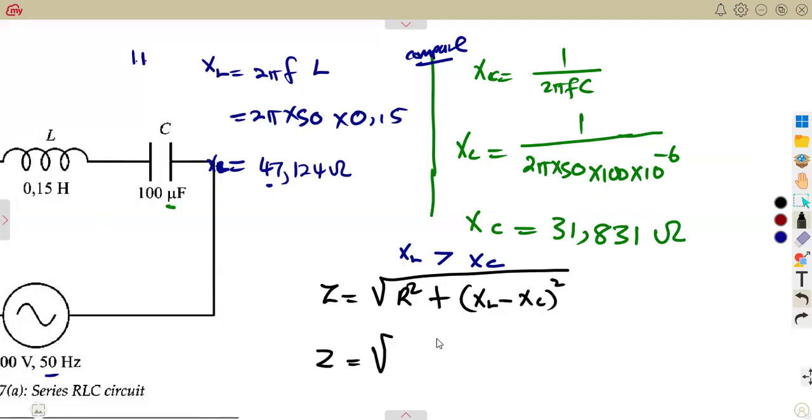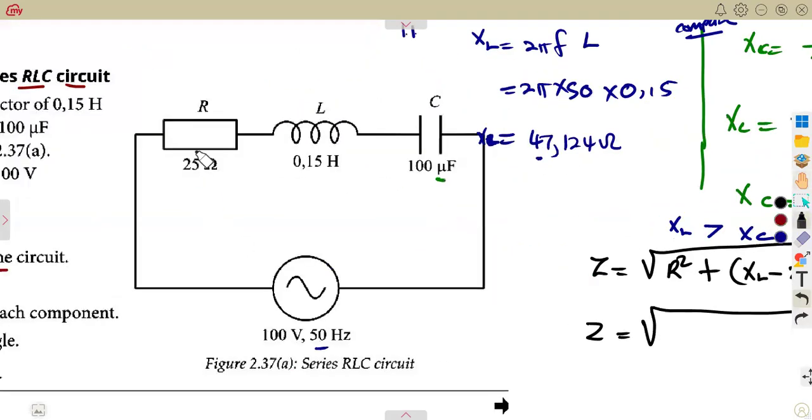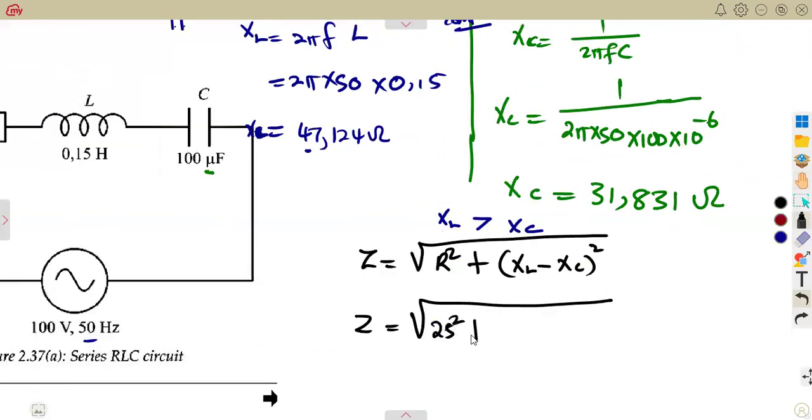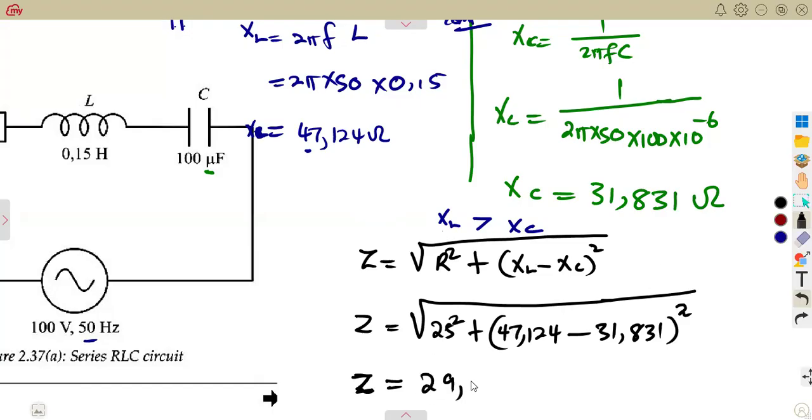Okay, so let's substitute into the formula. R, which is the resistance of our circuit, is 25 ohms, given here. So that will be 25 squared plus the difference between these two: 47.124 minus 31.831, and this whole part is being squared. That is going to give us Z, the total impedance of the circuit, which is 29.307 ohms, just like that.